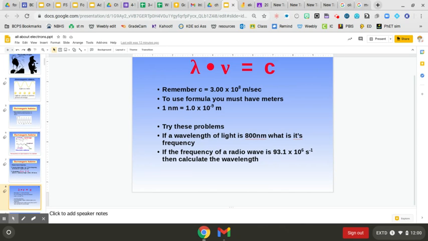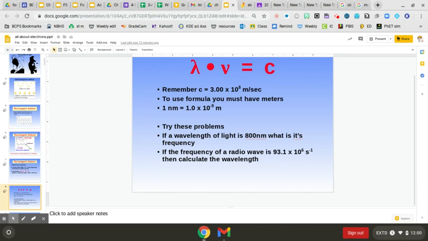All right, I just did it on my calculator. I took 3.00 times 10 to the 8th, divided it by 93.1 times 10 to the 6th, and I got 3.22. There you go. No times 10 to anything on that. But what would the units be?